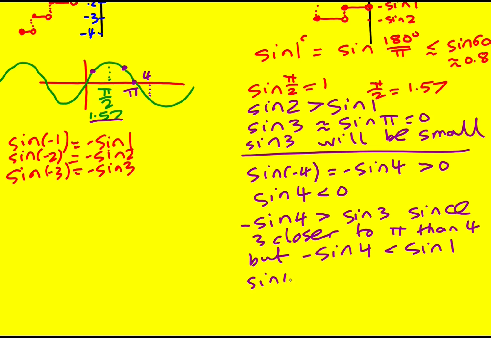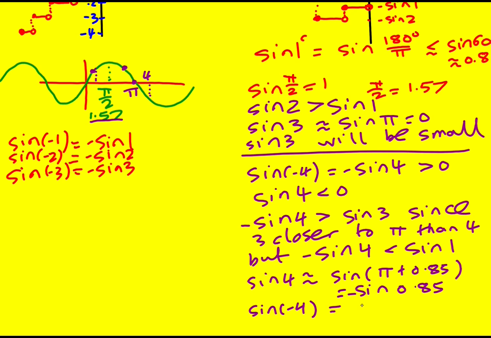Well, we can write that sine 4 is going to be approximately equal to sine of pi plus 0.85. And then that is going to be the negative of sine, so minus sine of 0.85. We use the symmetry of the sine curve. And so sine of minus 4 is going to equal sine of 0.85, and that is going to be smaller than sine of 1.